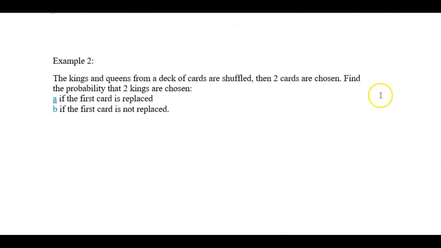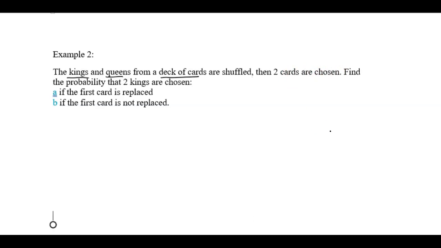This time we're dealing with a pack of cards. Understanding of a pack of cards is really, really important. So the kings and queens from a deck of cards are shuffled, and then 2 cards are chosen. Now the key part here is they are only shuffling the kings and queens from the deck of cards. In a deck of cards there are 4 kings and 4 queens, which means we have 8 cards in total that we're shuffling at the start. This time they're not using the whole 52, they only focused on the 8 cards, 4 kings and 4 queens. And that's really important when it comes to probability, is reading the question.